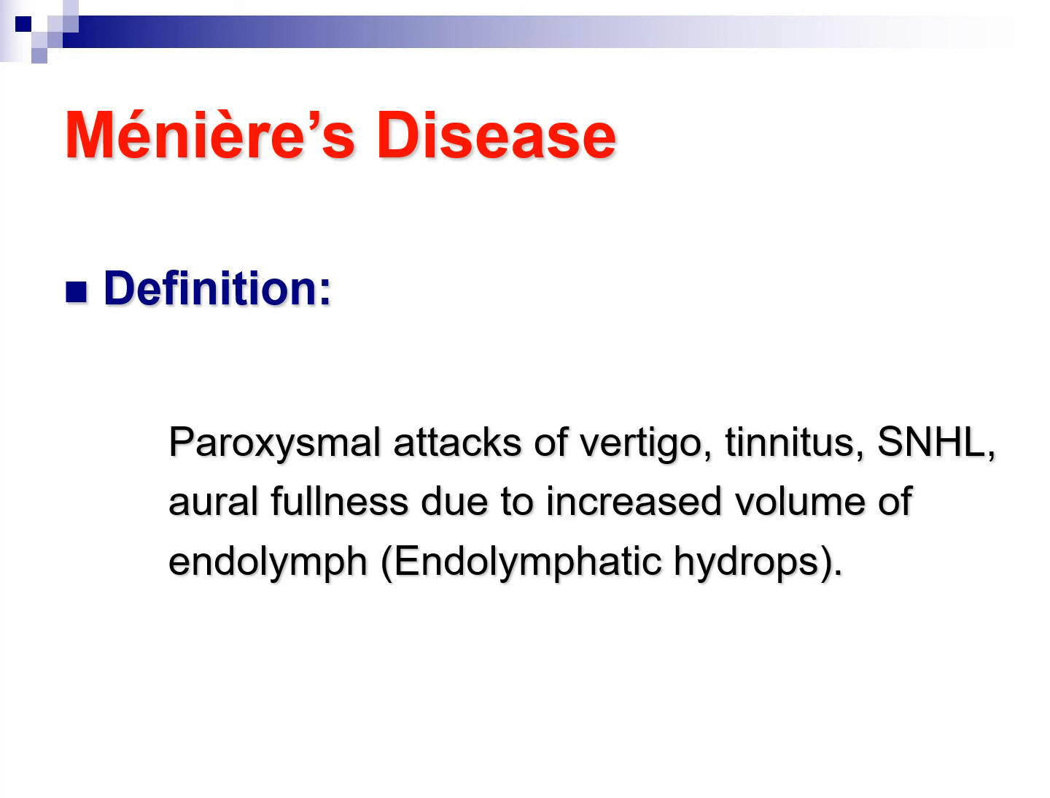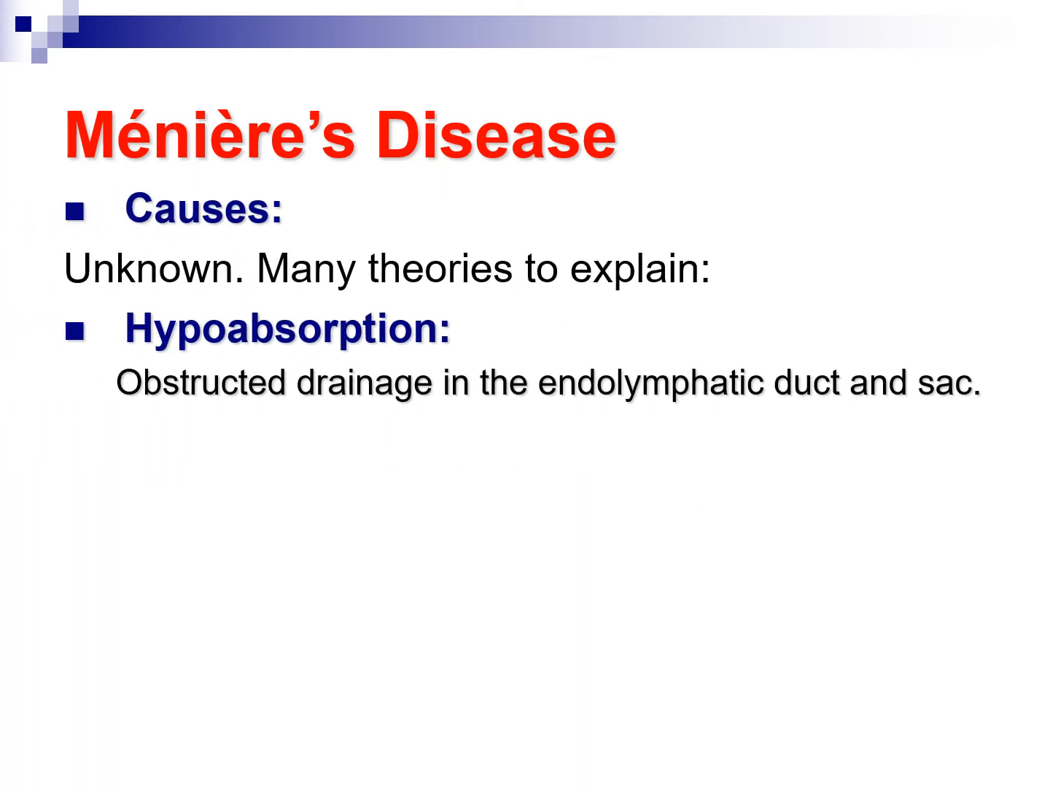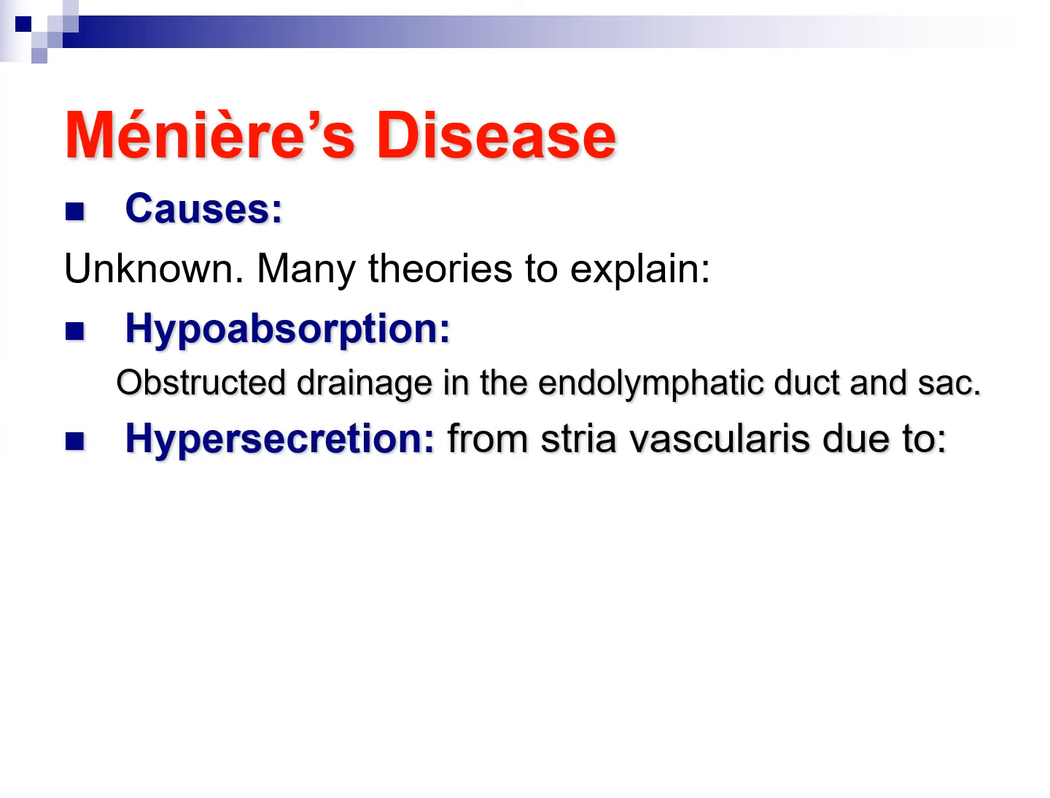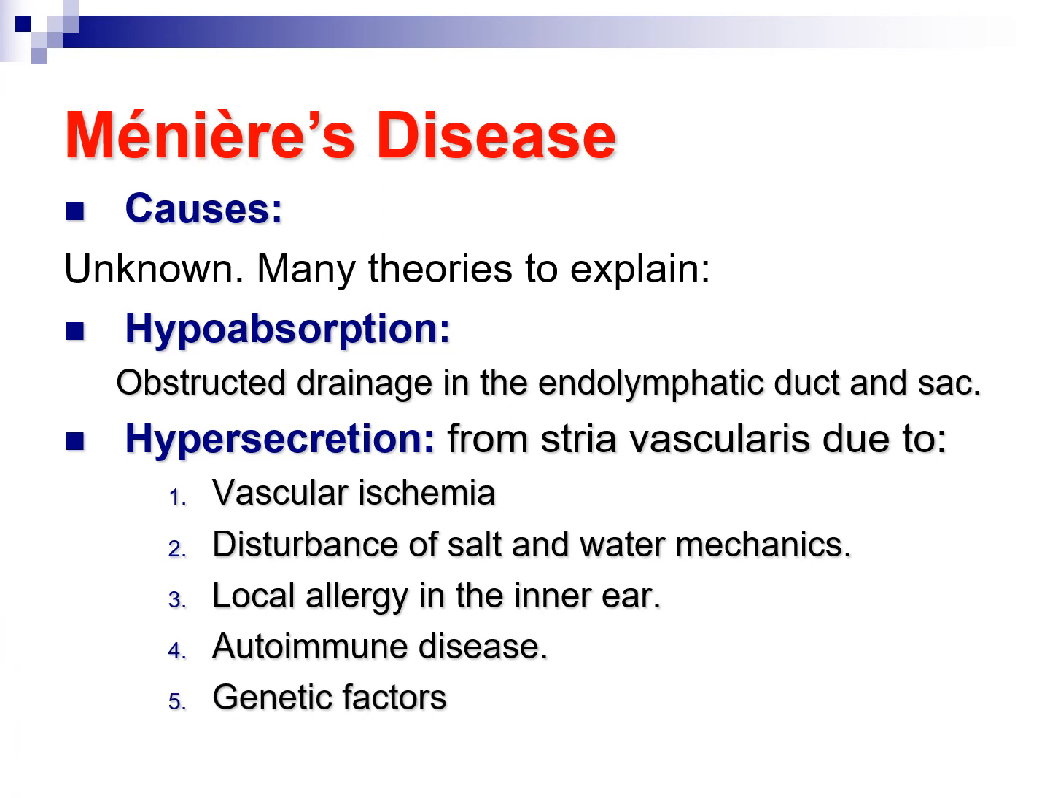And these symptoms happen due to increased volume of the endolymph, what we call endolymphatic hydrops. So why does the volume of the endolymph increase? We don't know for sure why in these patients, but we have many different theories to explain it. First of all is the hypoabsorption theory, in which obstructed drainage of the endolymphatic duct and sac allows the fluid to collect and cause these symptoms, or hypersecretion from the stria vascularis, which might happen due to vascular ischemia, disturbed salt and water mechanics, local allergy in the inner ear, autoimmune, and genetic factors, and that's it.